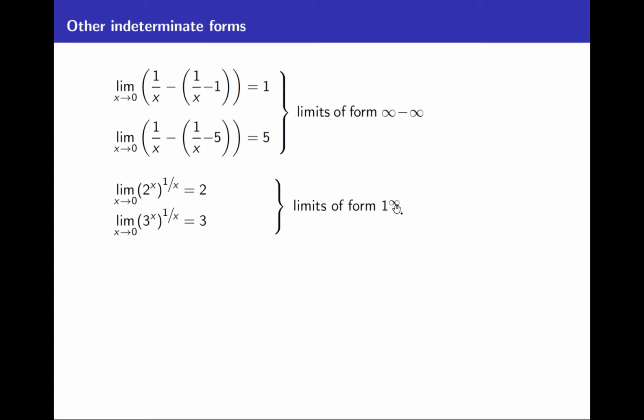So that's an indeterminate form. By itself, 1 to the power of infinity doesn't make any sense at all. You might think that it's going to be 1, because 1 to any power is 1, but infinity is not a number. It turns out that 1 to the power of infinity is an indeterminate form. It doesn't make any sense by itself, but both of these limits have that form, and they equal different numbers.